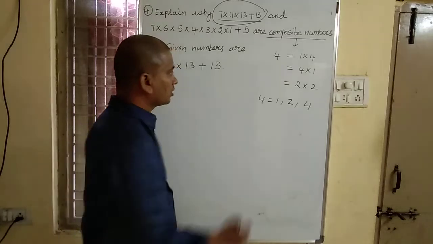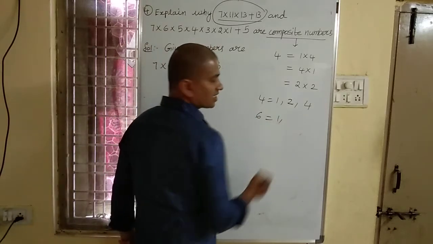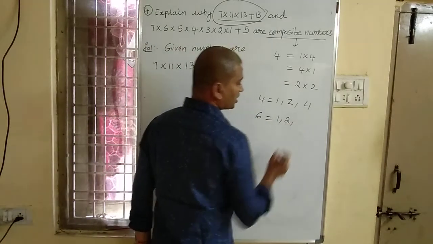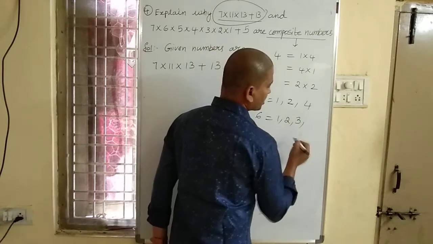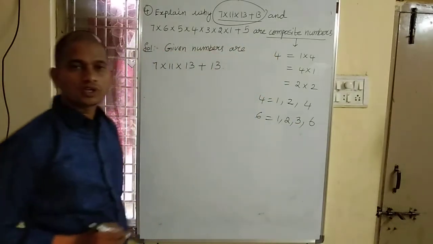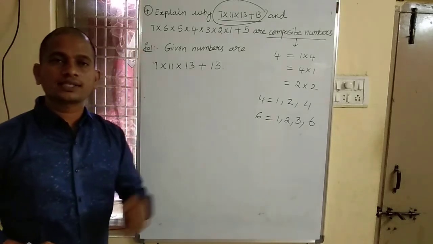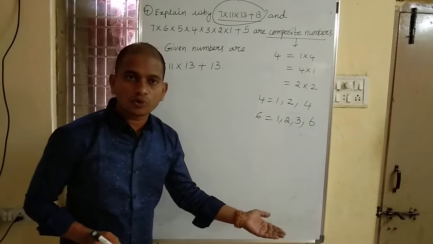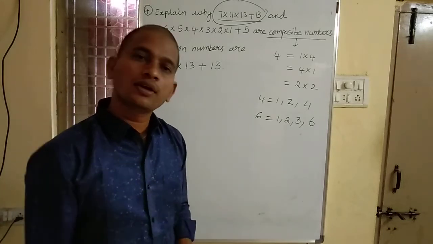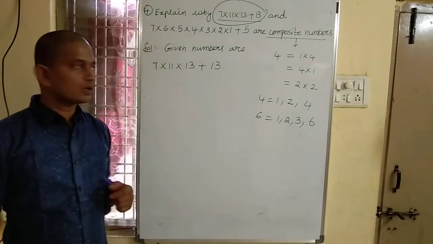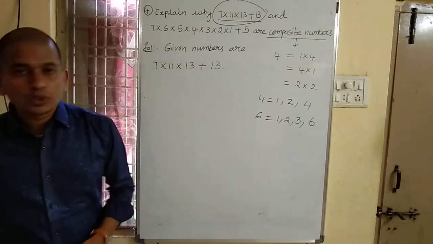Coming to 6. For example, 6. 1 6 is 6, 2 3s are 6, 3 2s are 6, 6 1s are 6. The factors of 6 are 1, 2, 3 and 6. So which is having more than 2 factors, hence it is called a composite number. Got my point? What do you mean by composite number?